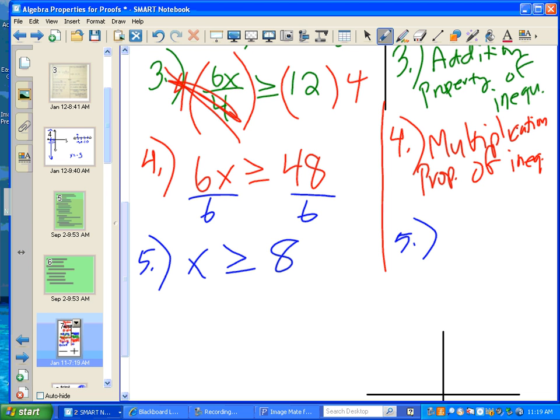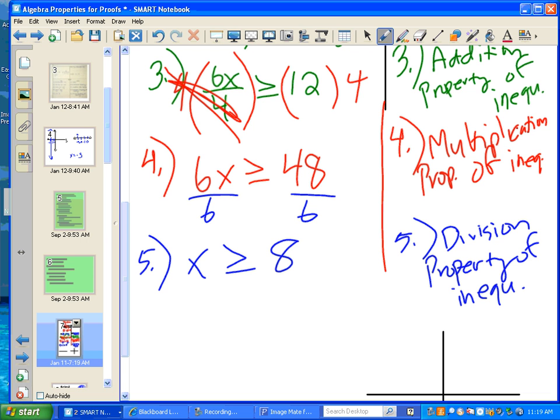Eric, what is the property that allowed us to do that? Good. Division property of inequality. So division property of inequality. Why is it of inequality? We divided 6 on both sides, and this is an inequality, not an equation. Okay, we're done with the proof. Anyone have questions on any part of the proof?